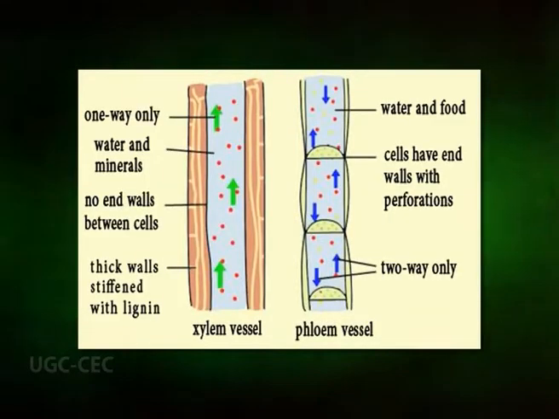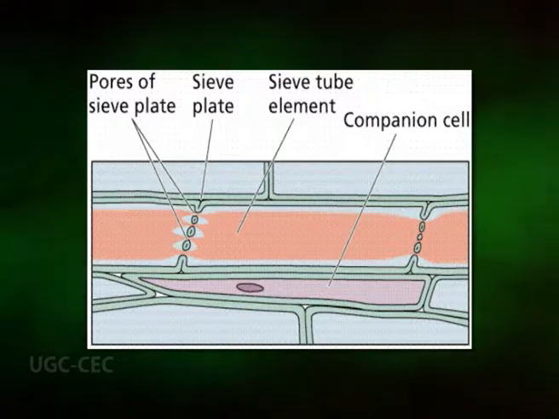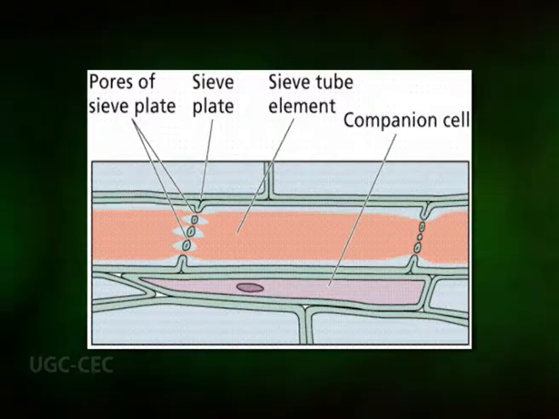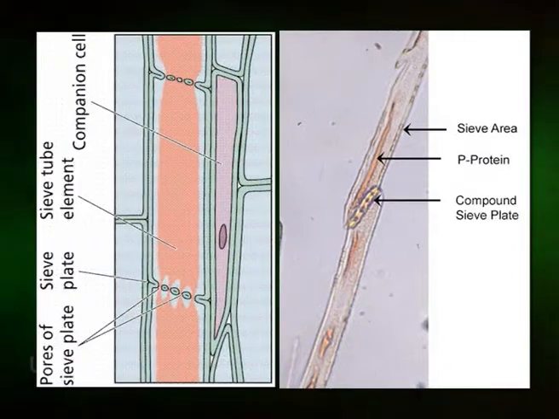In sieve tube members, sieve areas occur on end walls called sieve plates. A sieve plate containing a single sieve area is called a simple sieve plate, whereas one with several sieve areas is a compound sieve plate. Simple sieve plates usually occur on transverse end walls and compound sieve plates on oblique end walls.